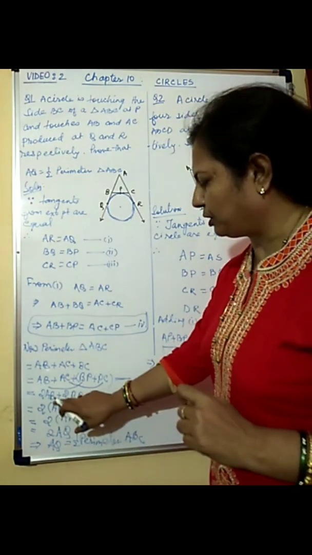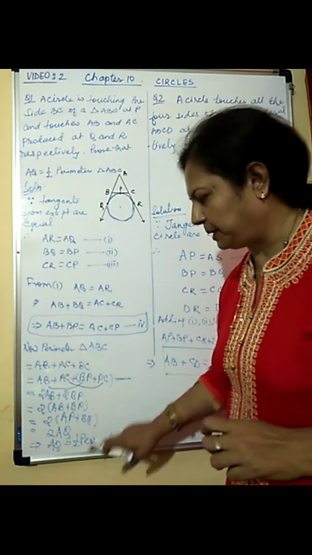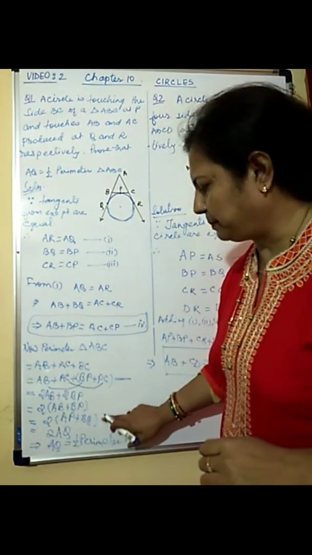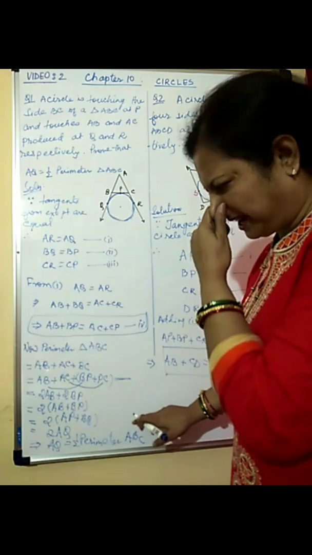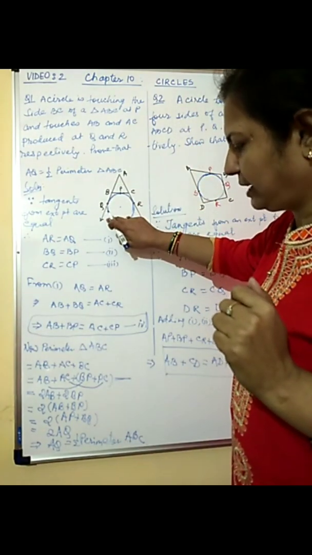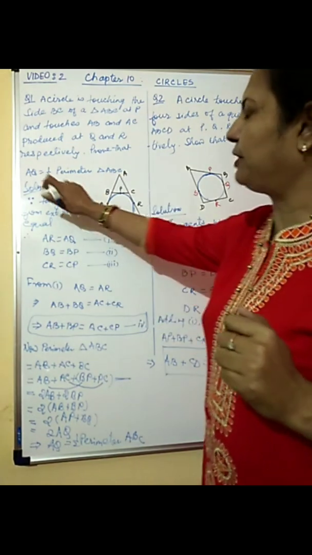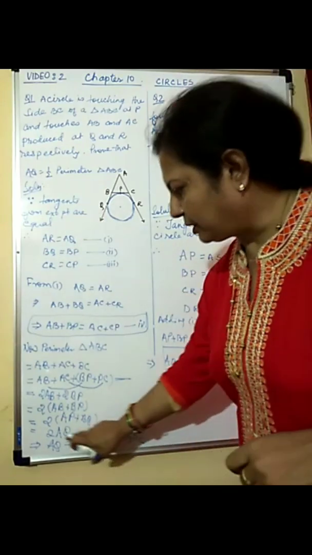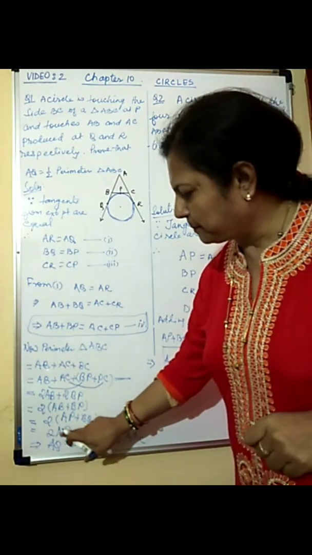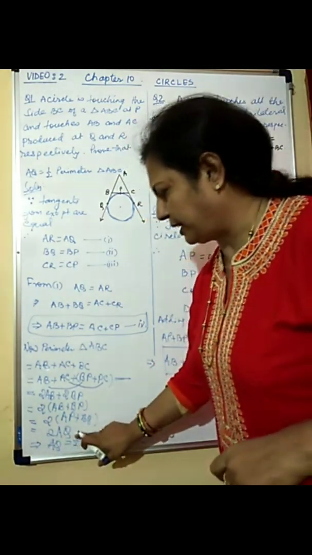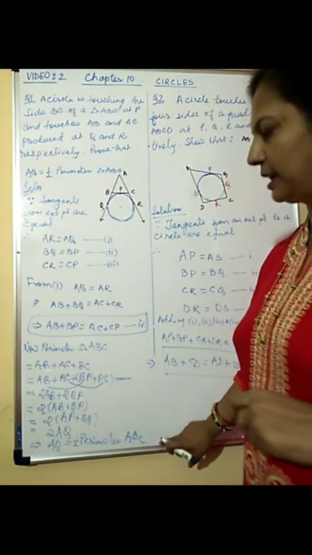Now let us take 2 common. So what do we get? When we take 2 common, we get AB plus BP. That is equal to 2 times AB plus BP, and BP is equal to BQ. Now why do we have to substitute this? Because you can see that AQ is equal to AB plus BQ. Now we want the length of the tangent. This is what we have to prove, because we want AQ. So with BQ substituted for BP, AB plus BQ is equal to AQ, and the perimeter is 2AQ. Now if we compare it with the perimeter, what do we get? AQ is equal to half the perimeter of triangle ABC.